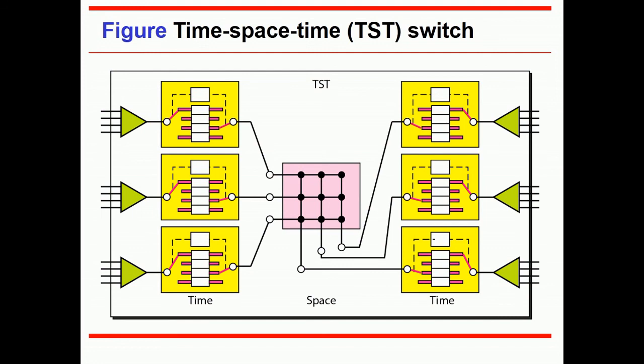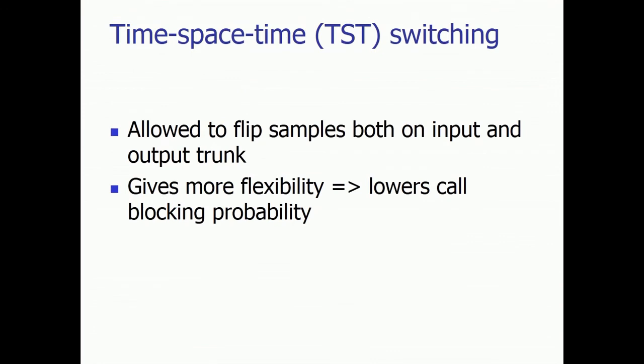This is the time space time switch. In this, flip samples are allowed for input and output run. It gives more flexibility for a lower call blocking probability.